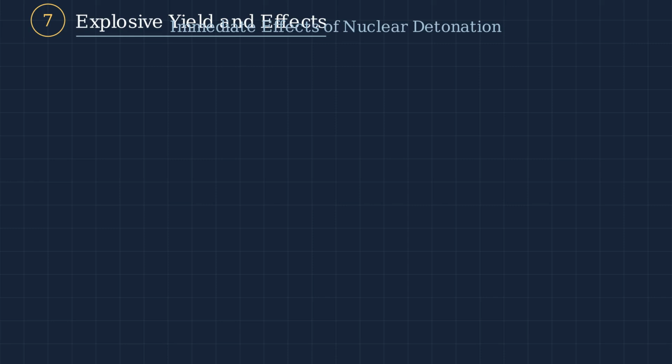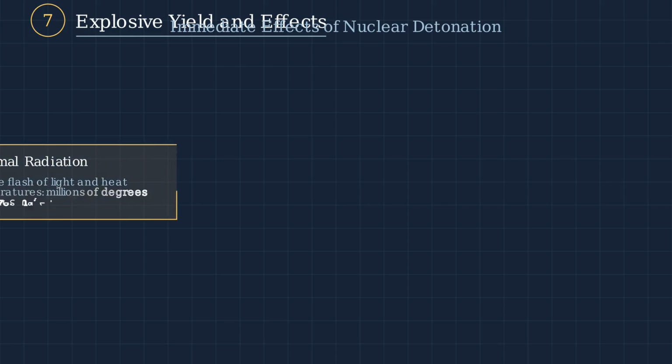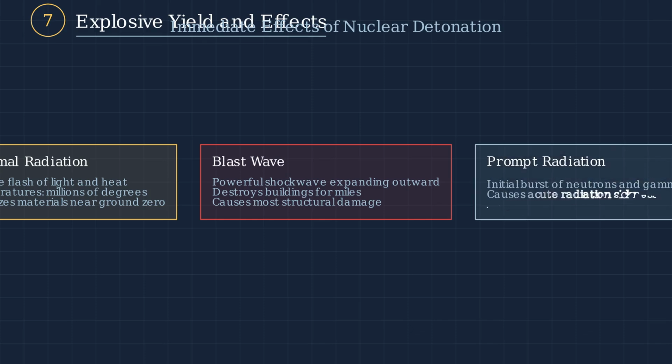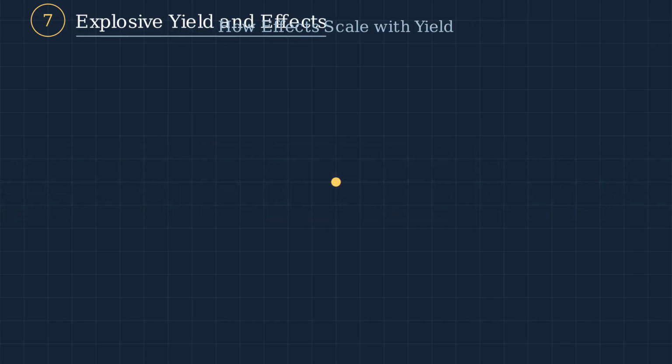Nuclear detonations produce three immediate and devastating effects. First, thermal radiation creates an intense flash and fireball with temperatures reaching millions of degrees, vaporizing everything nearby. Second, a powerful blast wave expands outward, destroying buildings miles from the detonation point. Third, prompt radiation releases neutrons and gamma rays that cause acute radiation sickness or death. The radius and intensity of these effects scale with the weapon's yield.